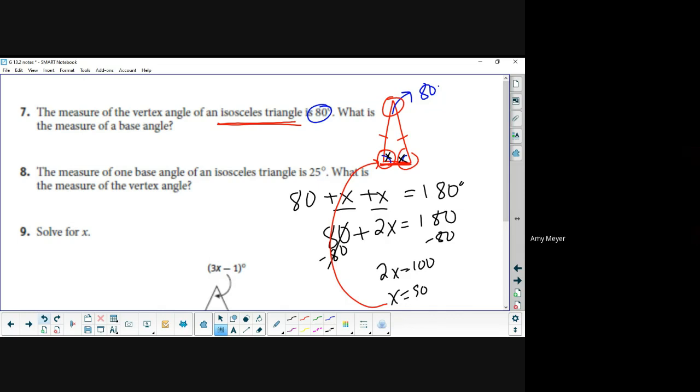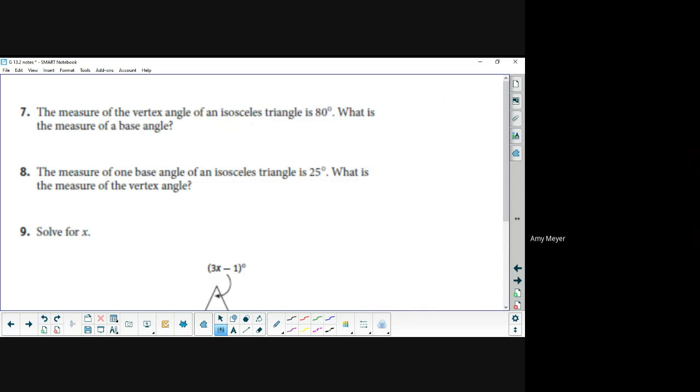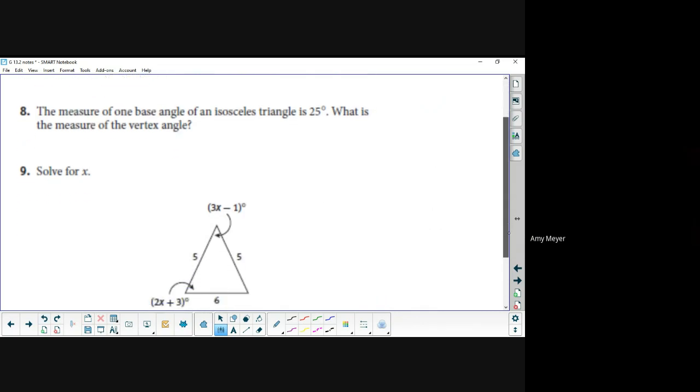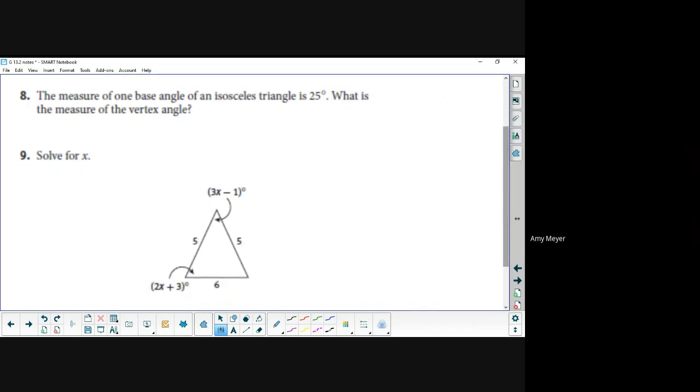All right, let's draw a picture for 8 and see if we can figure it out. 8 says the measure of one base angle of an isosceles triangle is 25. What is the measure of the vertex angle? Try to draw a picture first.